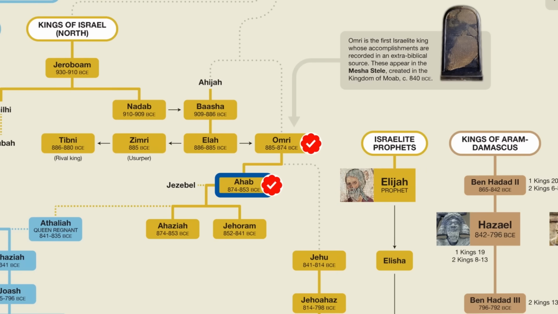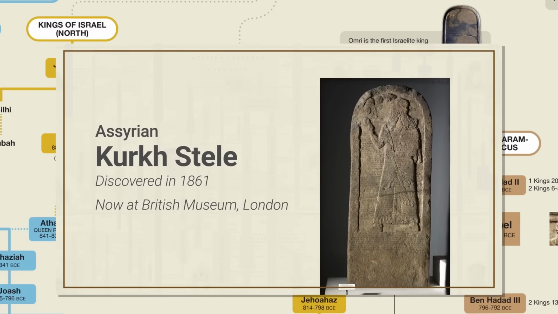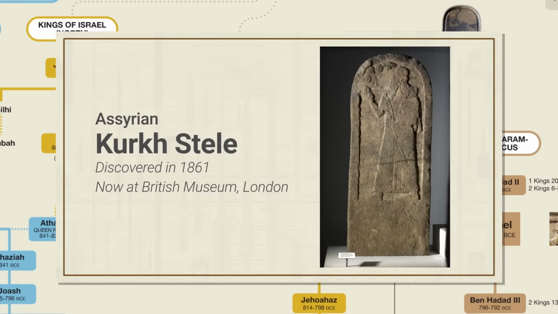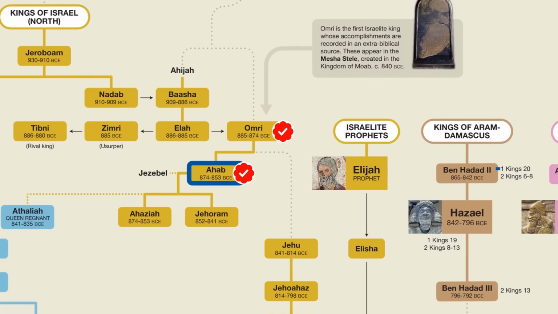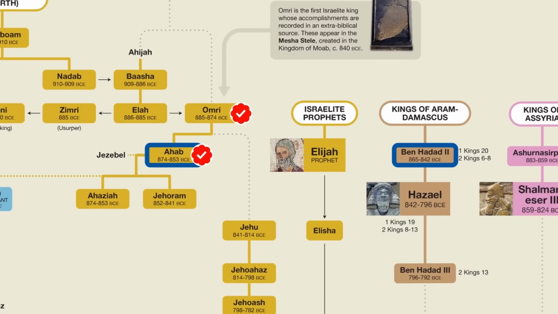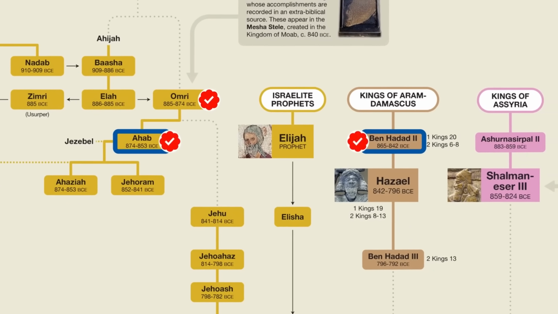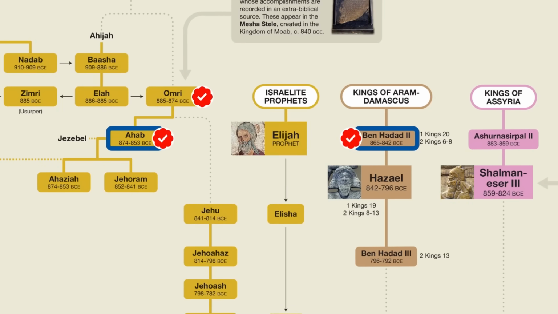According to the Assyrian Kurkh stele, discovered in 1861 and now located in the British Museum, Ahab the Israelite was one of the 11 kings who allied together to fight the Assyrians in the year 853 BCE. That same stele also mentions Ben-Hadad II, the king of Aram Damascus in Syria, who also appears in the Bible as a sometimes enemy, sometimes ally of Ahab.